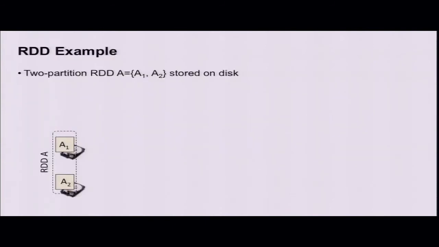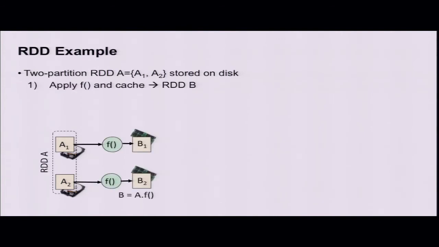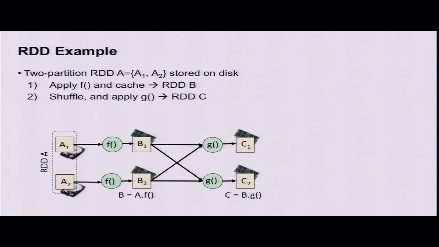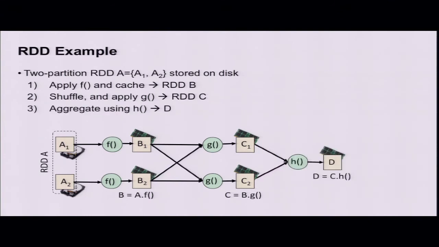So here is a simple example. Say you have a two-partition RDD A, stored on disk. Then you have a transformation F, a filter, which loads RDD A, filters it, and stores the result in memory as RDD B, again with two partitions. Then you have a shuffle and another operation G, say a reduce operation, which creates RDD C. Now you have an aggregation operator H which takes RDD C and comes up with the result, RDD D.